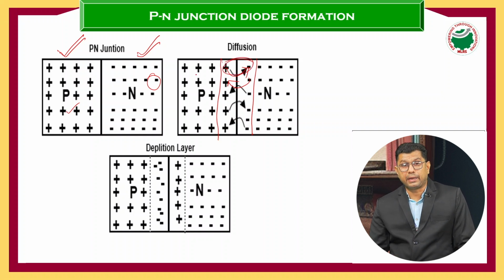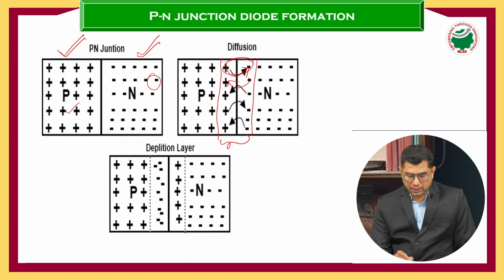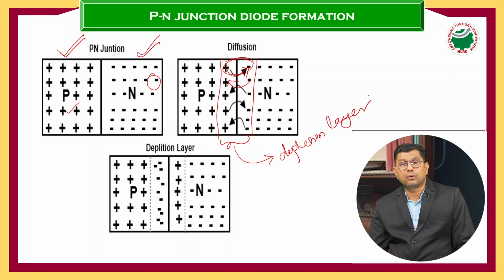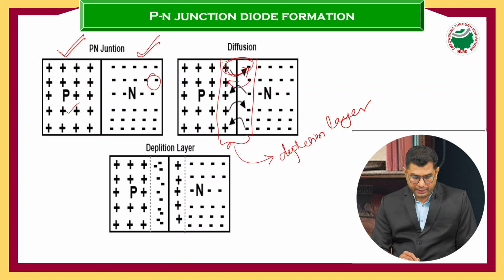Positive charge and negative charge, but equal amounts of charge, equal and opposite, so indirectly they get neutralized. Equal and opposite charges get neutralized. So this region, wherever all the charge carriers get neutralized, is called the depletion layer. What is the meaning of depletion layer here? The region where charge carriers get neutralized is called the depletion layer.